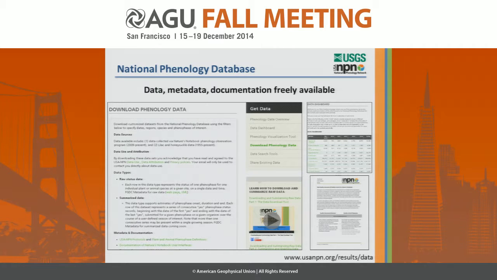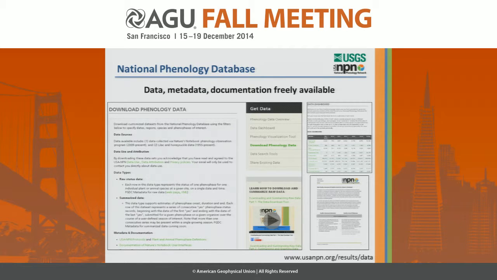This is the URL for going to get the data. The metadata and the documentation are all freely available. We realized that we really couldn't move forward without really good terms of use, because we have so many partners who are collecting data in so many ways. So you can go here, get the data. You can get it either raw, or you can get it summarized.